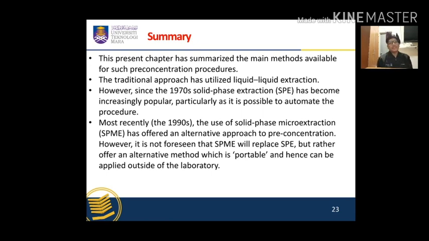However, since 1970, solid phase extraction, SPE, has become increasingly popular, particularly as it is possible to automate the procedure. Most recently, in 1990, the use of solid phase microextraction has offered an alternative approach to pre-concentration. However, it is not foreseen that SPME will replace solid phase extraction, SPE, but rather offer an alternative method which is portable and hence can be applied outside the laboratory.